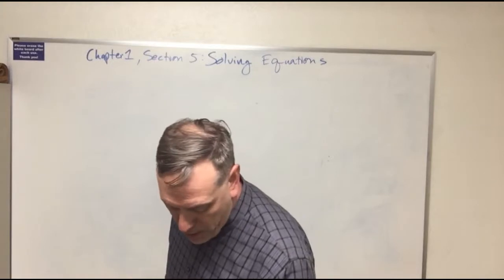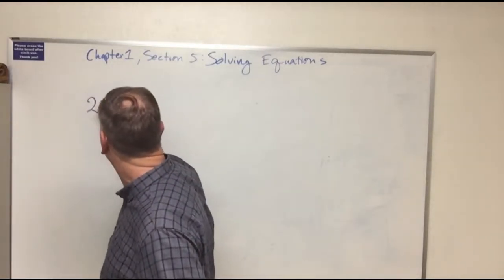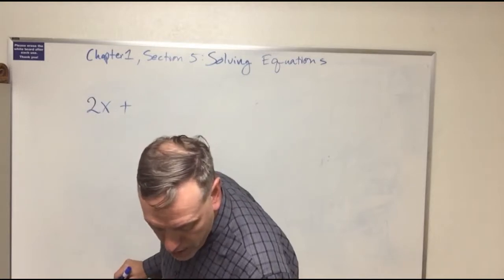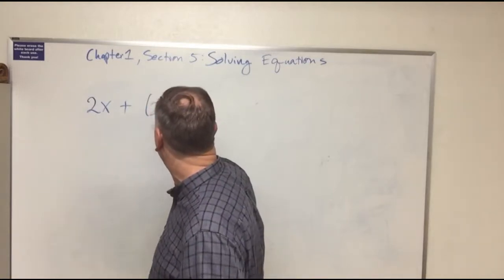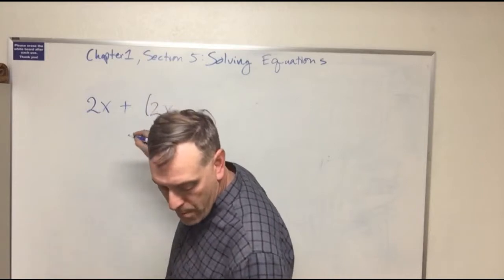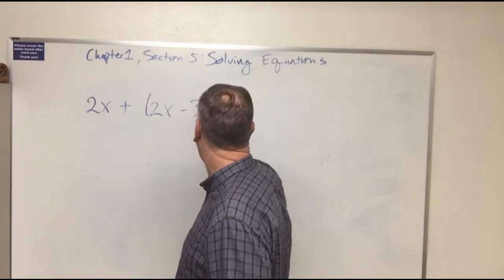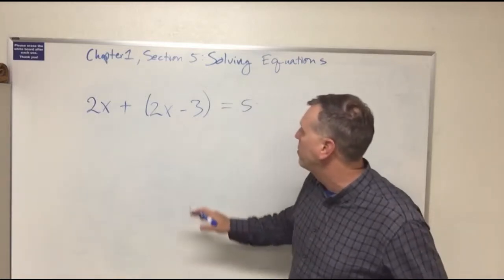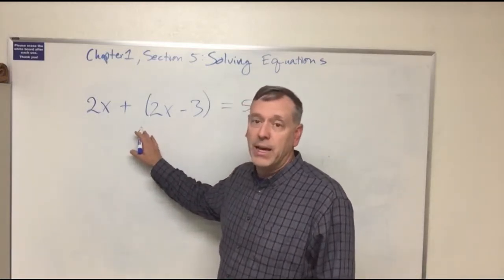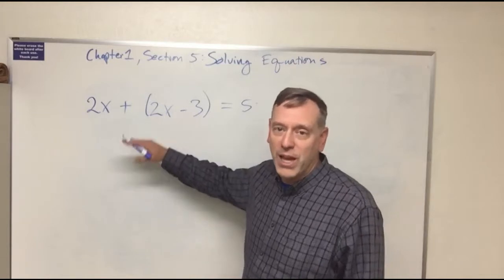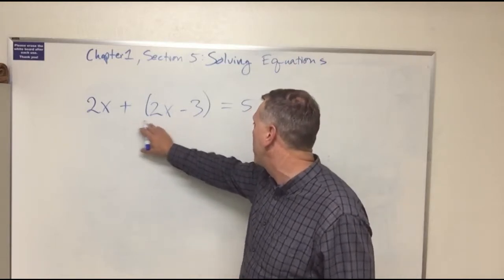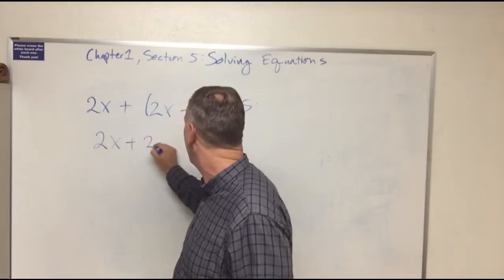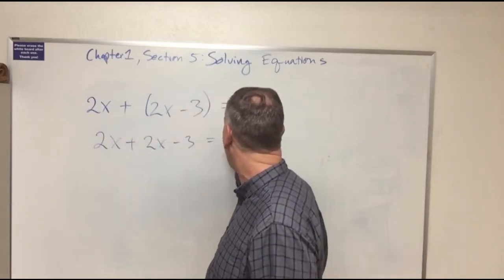Now let's try this problem here. So let's see, 2x plus, and then we have in parens, we have 2x minus 3 equals 5. That's a fairly straightforward problem. The parens there, don't let that detract from what's taking place. There's no multiplication in front of it, so that is just 2x plus 2x minus 3 equals 5.